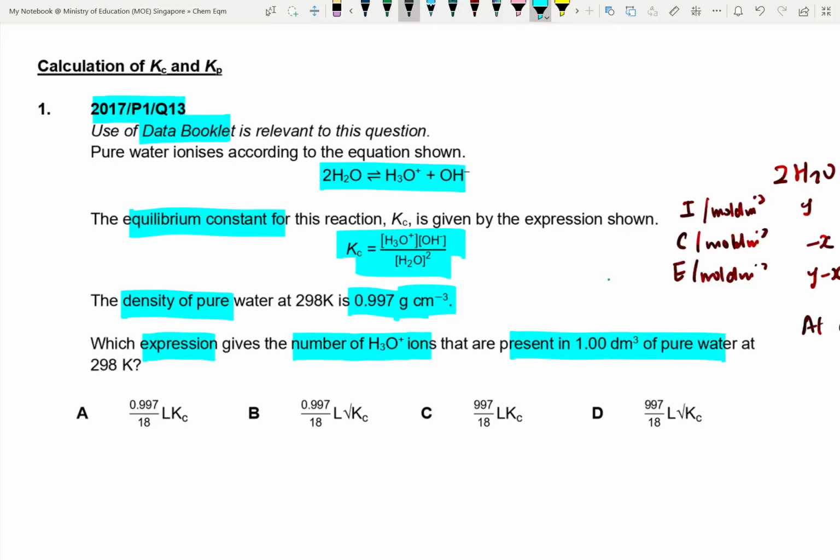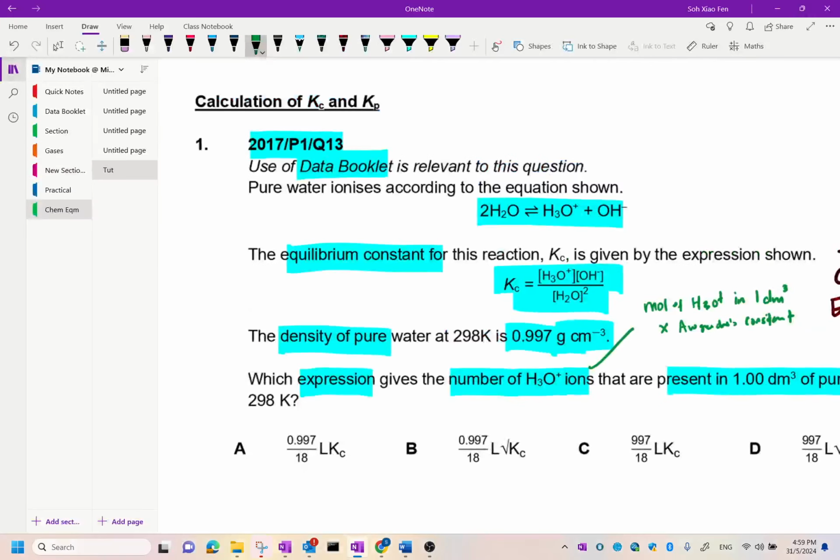One look at this, the first thing that comes to my mind is that if I need to know the number of H3O+ ions, I basically need to know the number of moles of H3O+ ions in 1 dm³ of water, because once I have the number of moles in 1 dm³, I just need to multiply by the Avogadro constant. That will allow me to determine the number of H3O+ ions present in 1 dm³.